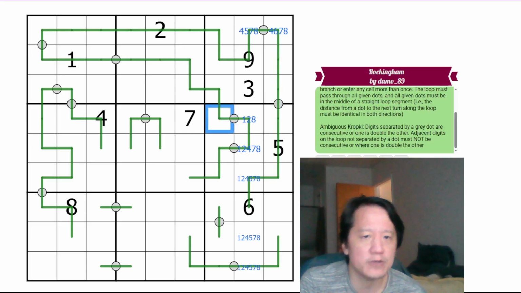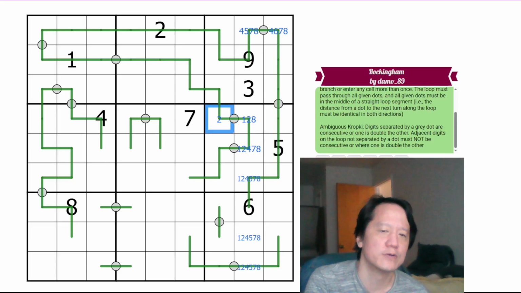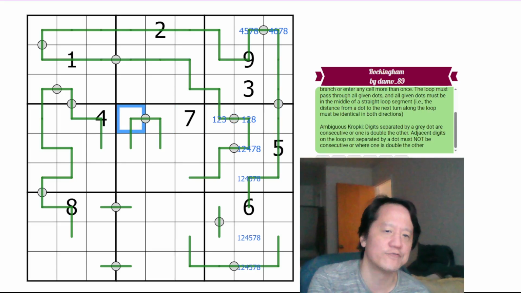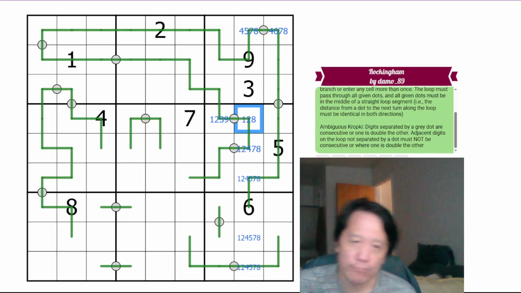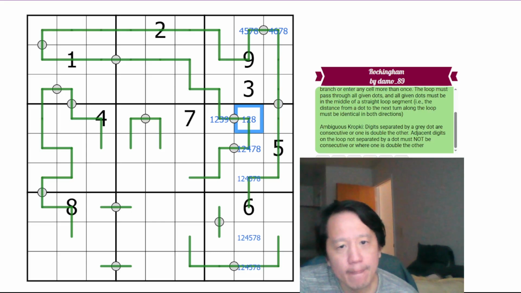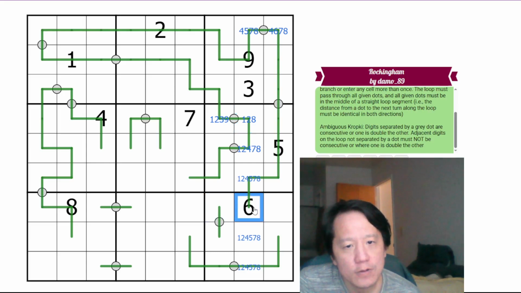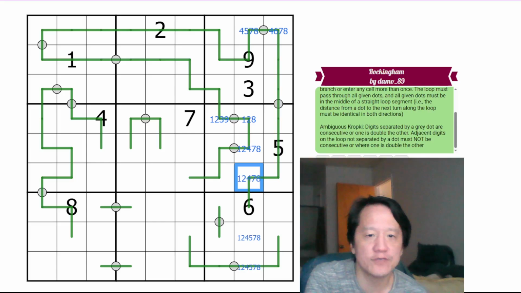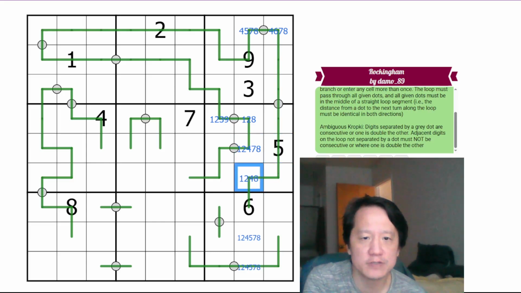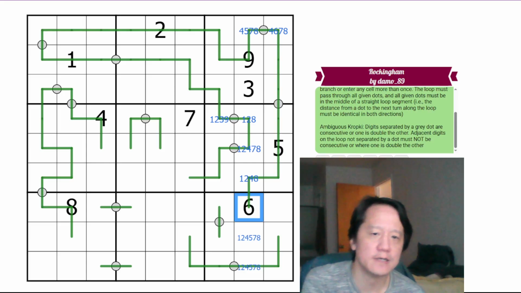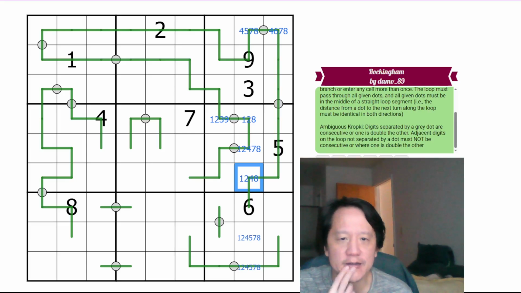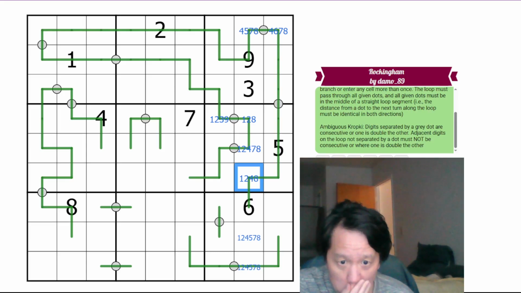Here, 1 could be with 2 only. 2 could be with 1, 3, or 4, but there's no 4 available here. 8 could not be with 4, cannot be with 7, so 8 would have to be with 9 there. This cannot be 5 or 7. We can't have 5 here anyways, because that's consecutive with 6. But 1, 2, 4, 8 is fine.